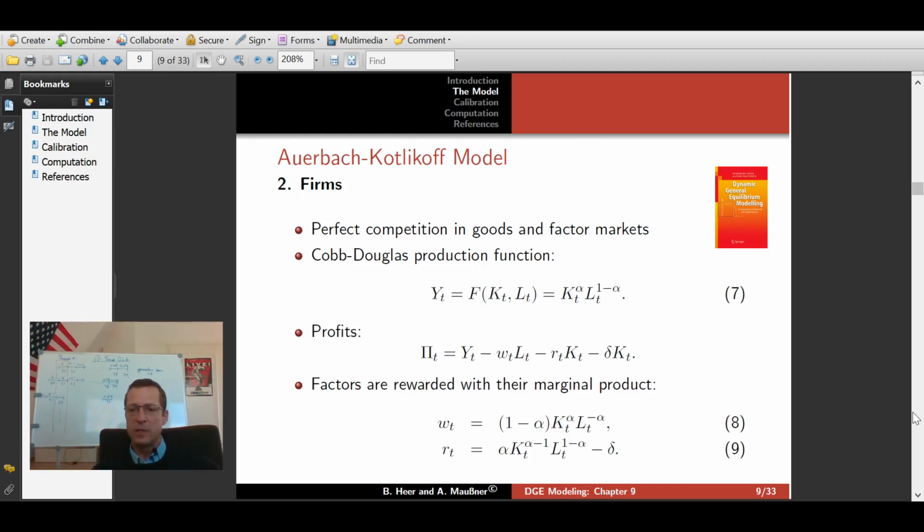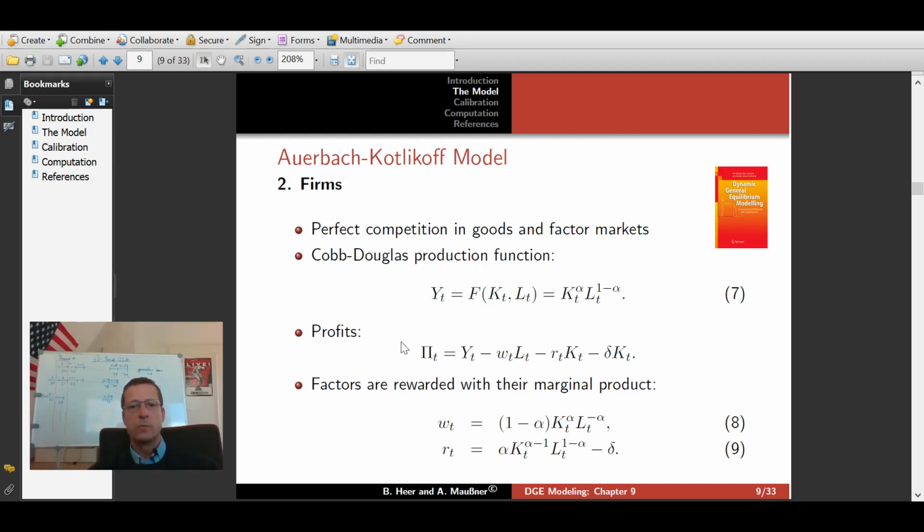Firms are described as in the rest of the course, so we assume that there's perfect competition in goods and factor markets, so therefore the marginal product of capital and labor will be equal to the factor prices. We assume constant returns to scale, so this implies that equilibrium profits are 0. We have a Cobb-Douglas production function, so that y_t is equal to k_t to the power alpha, l_t to the power 1 minus alpha. So alpha is the production elasticity of capital, and we will set it to 0.36 in our calibrated model.